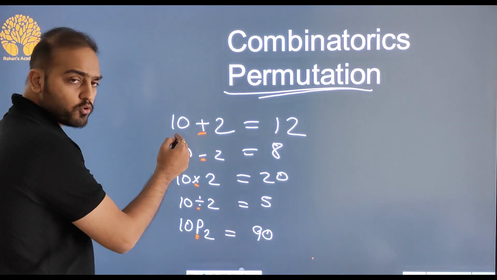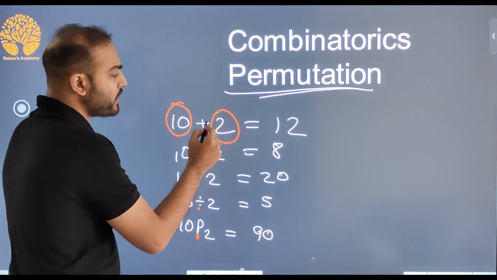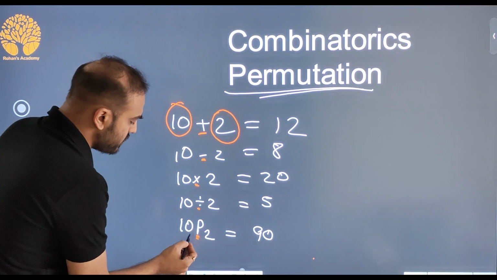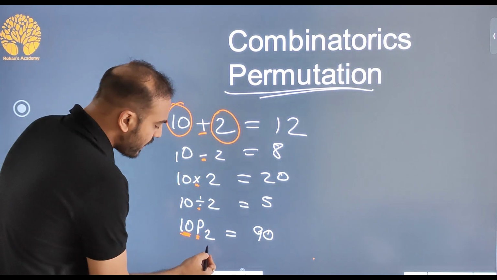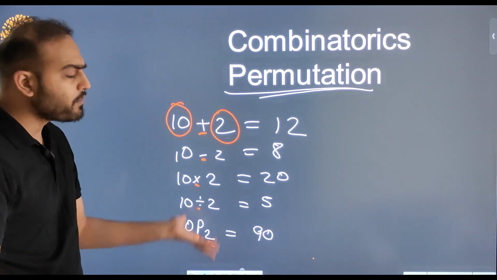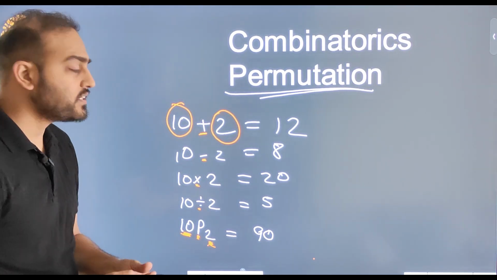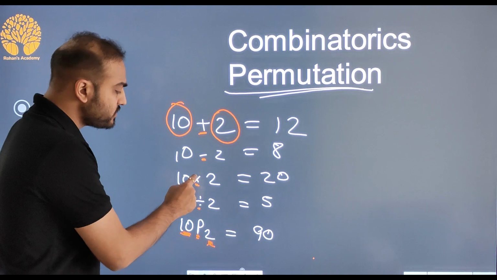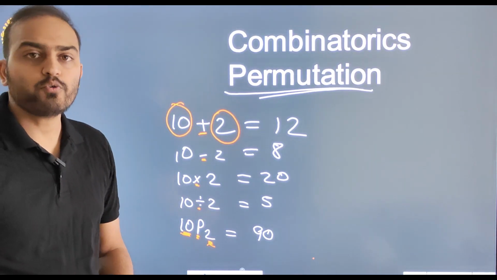You have a number before the plus sign and a number after the plus sign. Similarly, we have a number before the permutation sign and a number after the permutation sign. The 10s and 2s are the same everywhere. The only thing we then have to understand is when to use plus, when to use minus, when to use multiplication, when to use division. Similarly, when to use permutation.